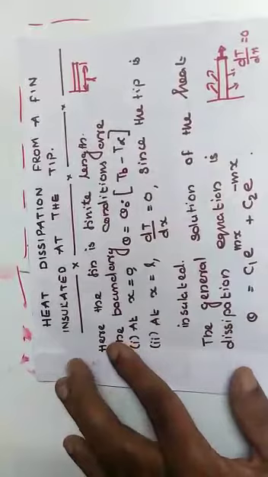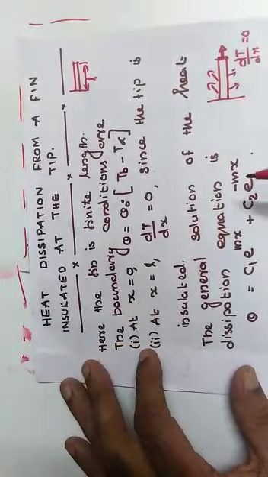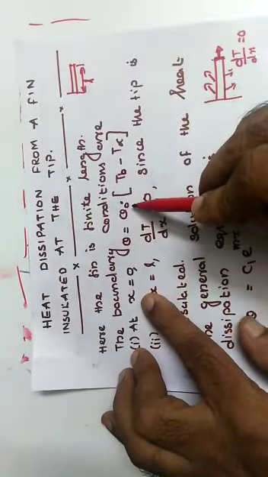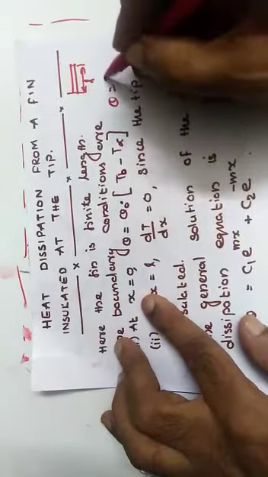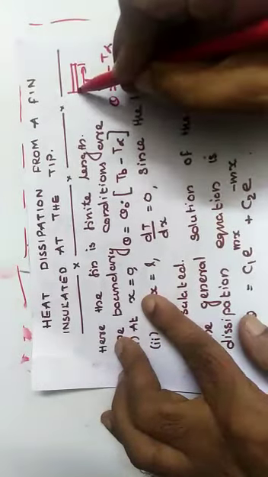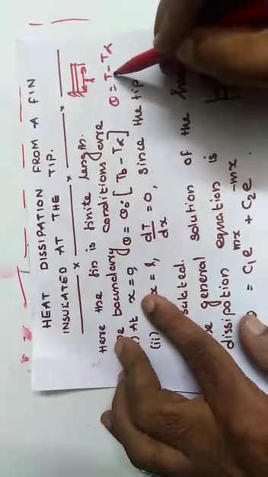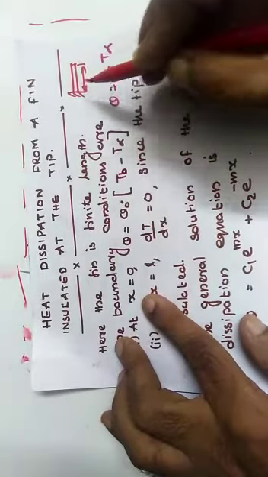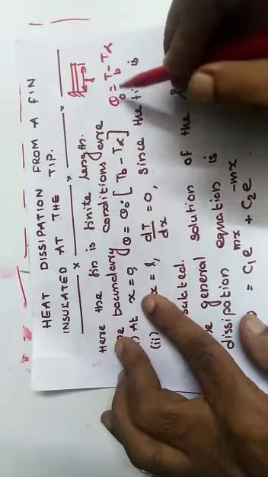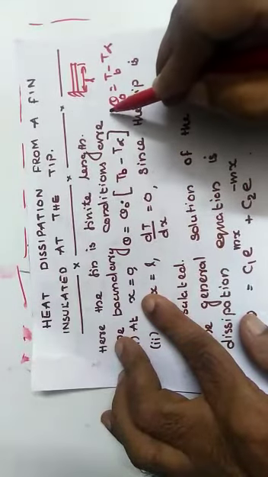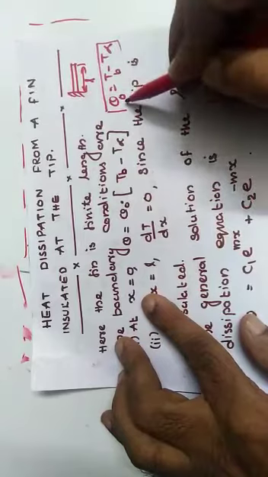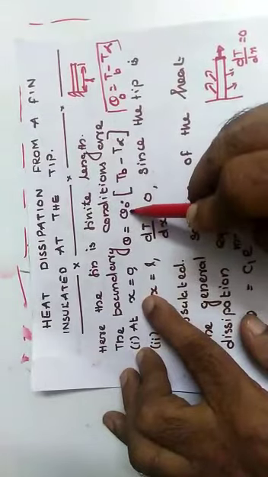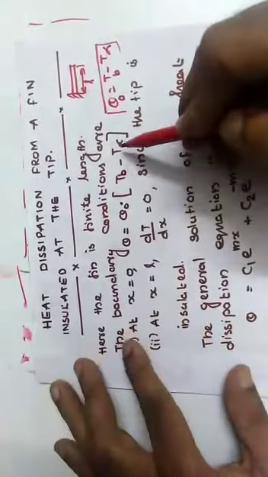So in the insulated tip problem, first we will see the boundary conditions. The first condition is at x equal to 0, theta equal to theta 0. That means theta equal to T minus T infinity. When x equal to 0, that is the base, this T will become Tb and T infinity remains the same. So at x equal to 0, theta 0 equal to Tb minus T infinity.